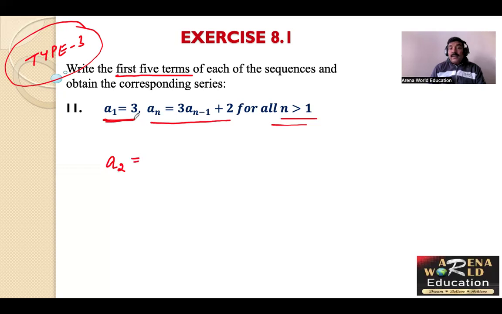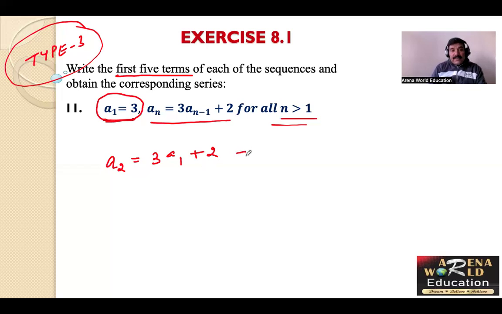So A2 will be what? You are using the given information. A1 is already given, right? So this will be required to solve A2. Why? Because look at this one. A2 is equal to 3 into A, if you replace n with 2, so 2 minus 1, that is 1, plus 2, right? So here A1 is required. If A1 is not given and you start with A1, then you have to find A0, and without knowing the value of A0 it is not possible. It cannot be determined then.